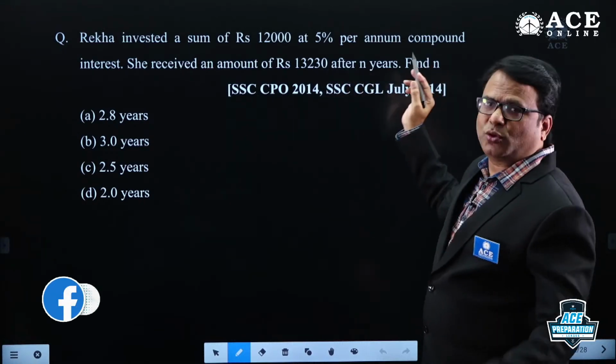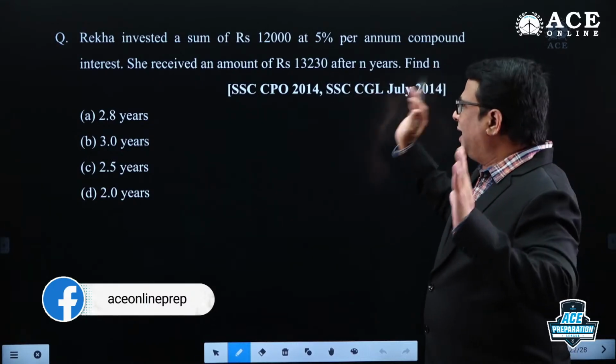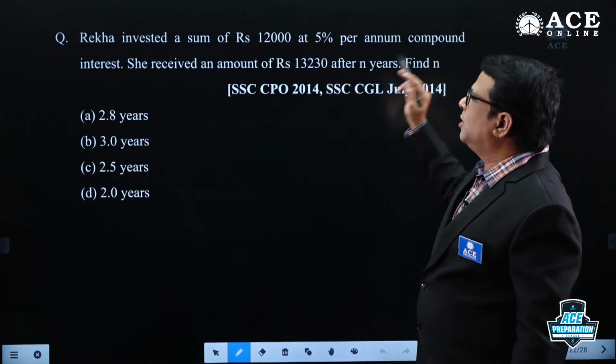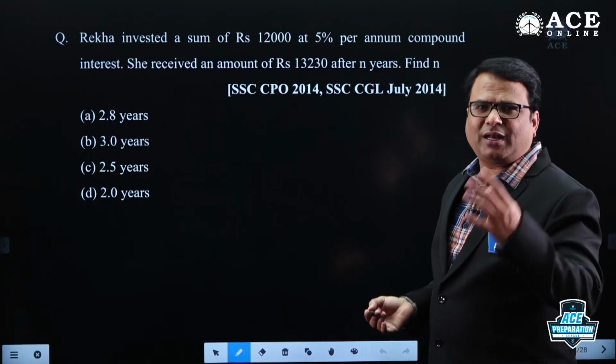13,230. After n years, sorry. After n number of years. How many years? It is not given. So after n number of years, she is getting 13,230 rupees. Then what is n? That means we have to calculate the number of years.